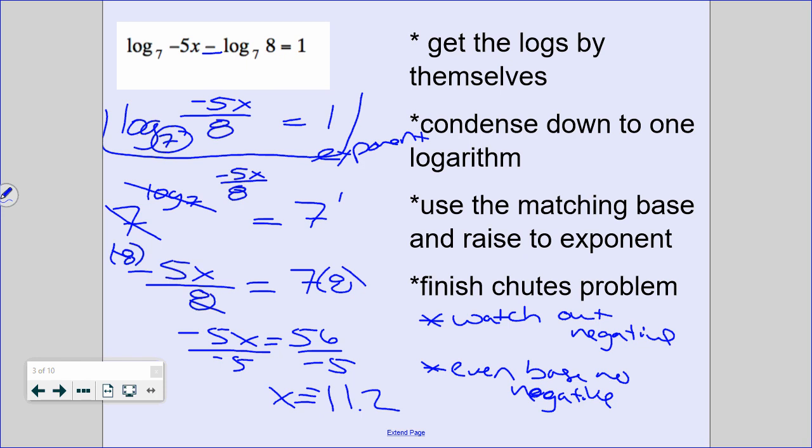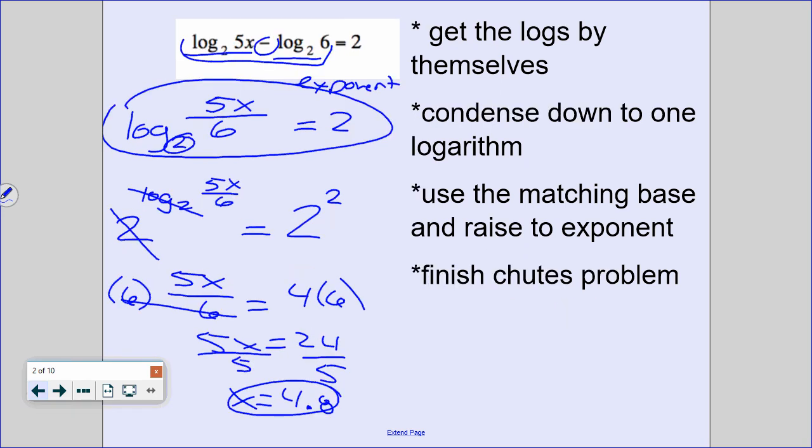Out of the domain. So you're saying it's impossible to have an odd base with a positive? No, you can have an odd base with a positive answer, and you can have an odd base with a negative answer. You cannot have a negative with an even base. An even base would be 2. That's an even base. If it did, there would be no solution.